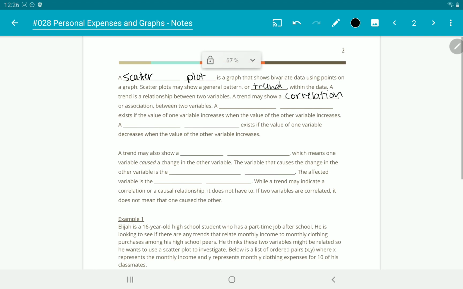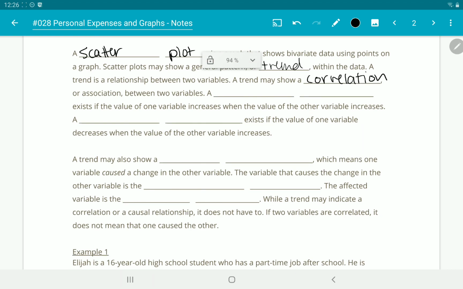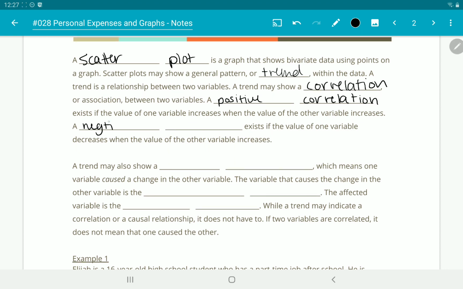Or association between two variables. A positive correlation exists if, when the value of one variable increases, the value of the other variable also increases. And a negative correlation exists if the value of one variable decreases when the value of the other variable increases.